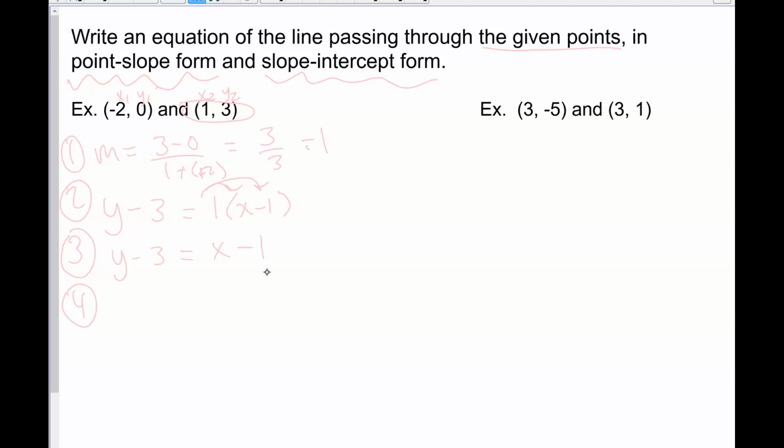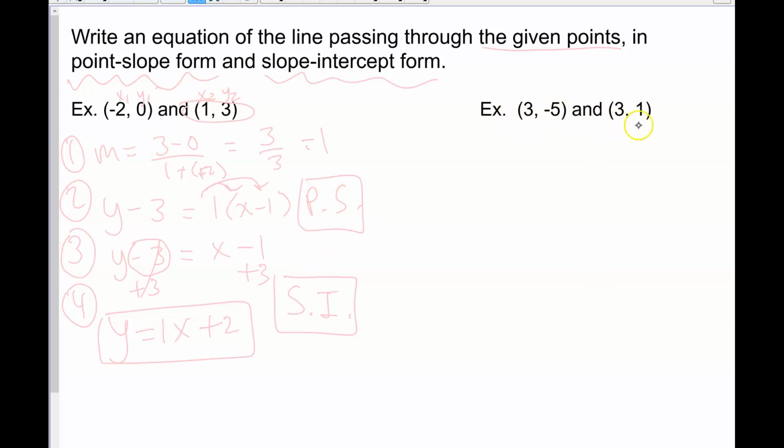And then my last step is to solve for y to make this in slope intercept form. This would be point slope form right here, and then my slope intercept form is what I get in the end when I solve for y. So I need to get rid of that minus 3, so I'm going to add 3 to both sides, and I end up with y equals x. A negative 1 plus 3 would be plus 2. So y equals x plus 2, where 1 is my slope and 2 is my y-intercept. So I have my slope-intercept form and my point slope form.